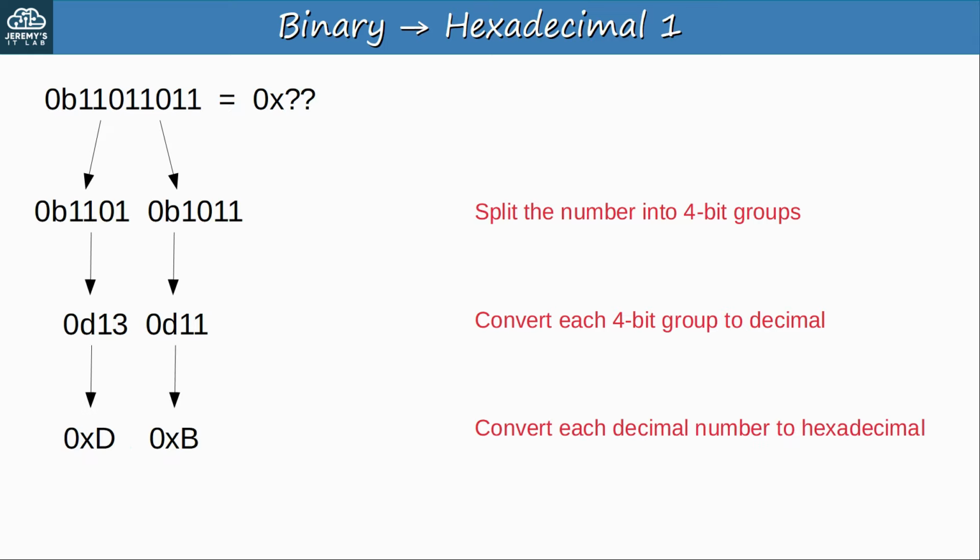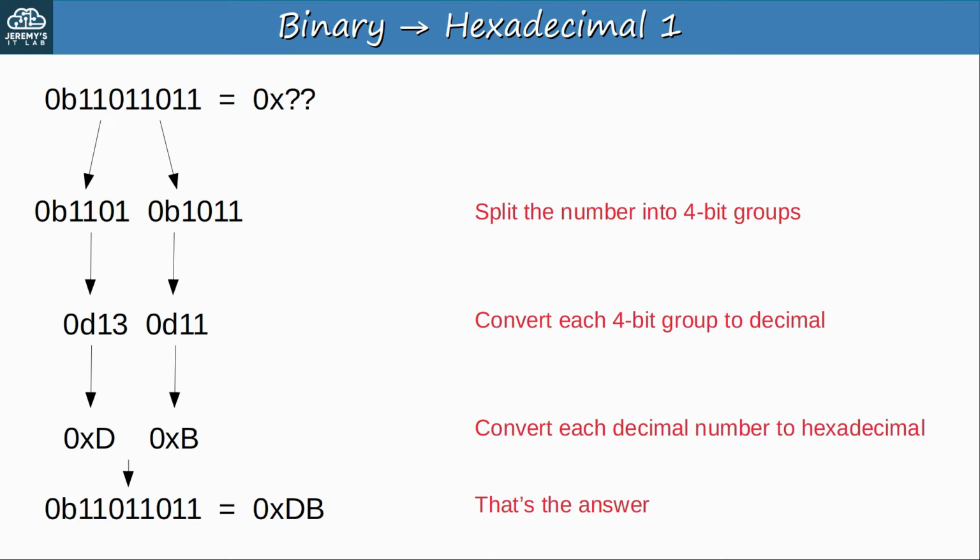Then convert those decimal numbers to hexadecimal. You should have these conversions memorized. 13 is D, and 11 is B. Simply put those two hexadecimal digits together, and you have the answer. Binary 1101, 1011 is equal to hexadecimal DB.